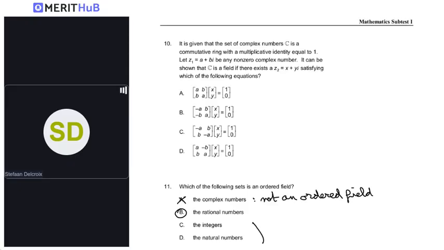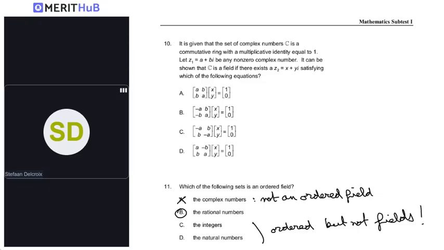Because these guys are ordered, but they're not fields. There are no inverses. Okay, so B, C, and D are ordered, but not all of them are fields. A is a field, but it's not ordered. So you really have to get the distinctions there.